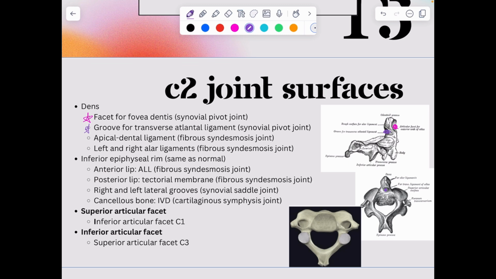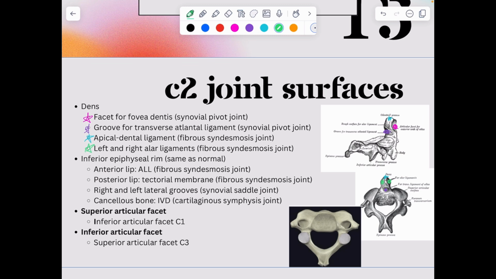The apical dental ligament, that's going to attach right at the top. And then the left and right alar ligaments are going to attach right there. And then the facet for the fovea dentis, that's a synovial pivot joint, right? That's why we can rotate our head. Groove for the transverse atlantal ligament, synovial pivot as well. And then the apical dental and the alar ligaments are fibrous syndesmosis because they are ligament attachments.